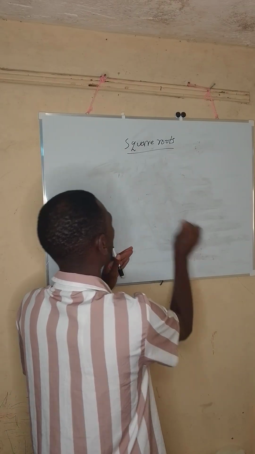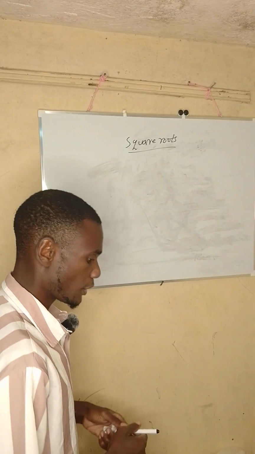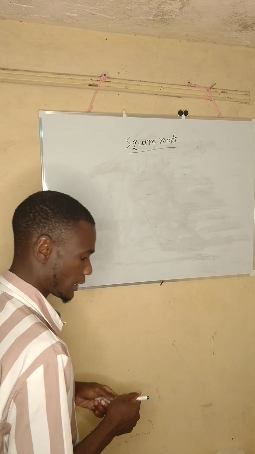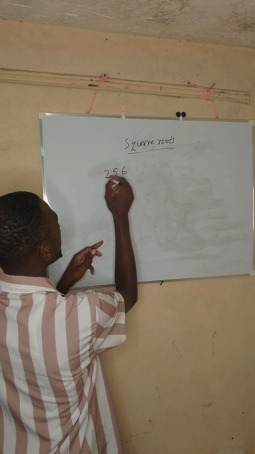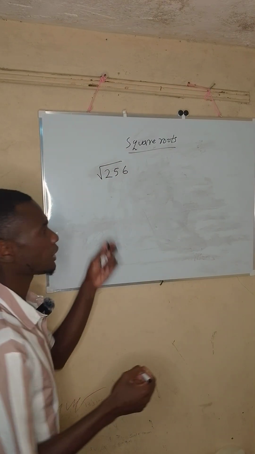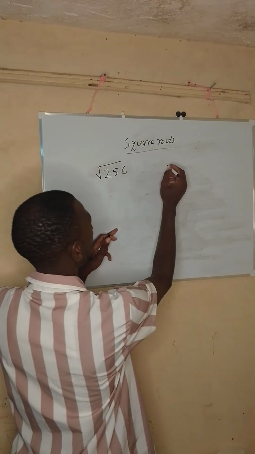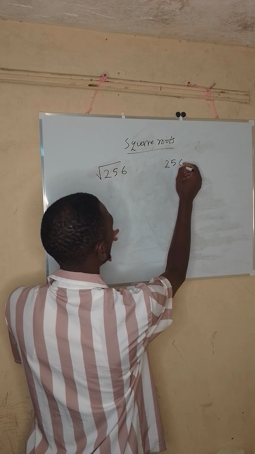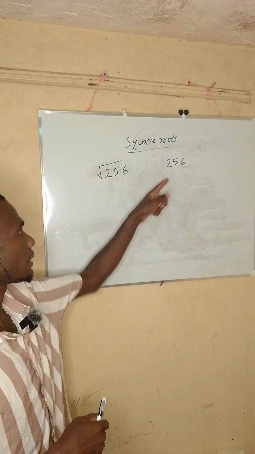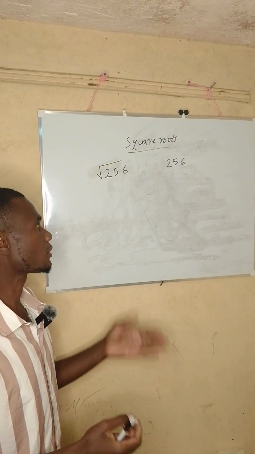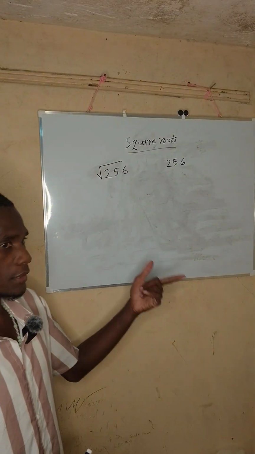So let me pick another number here. Let me have a number like 256. 256, a very big number, though still an even number. So we are going to use the same method. 256, we will write it here. Then we look for the smallest number that can divide this. I've said that let us not start with 1 because you will still get the same number. So let us say 2.